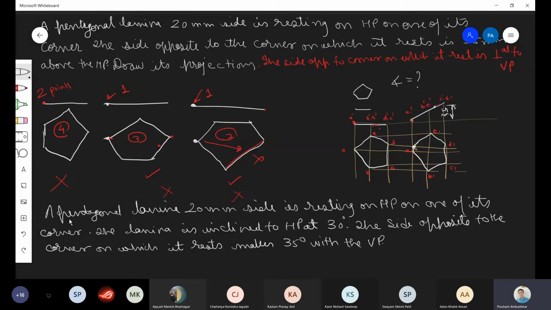See, if you read the first sentence, a pentagonal lamina 20 mm side is resting on the HP on one of its corners. So this is the answer which is suitable to this question. The lamina is inclined to HP at 30 degrees. So this angle is 30 degrees. Instead of giving this distance, they have given the angle. It is clearly mentioned that it is inclined to HP. Now the side opposite to the corner on which it rests makes 35 degrees with the VP. Now read both sentences, the one written in red color, and understand them. I will give a minute to read and understand.